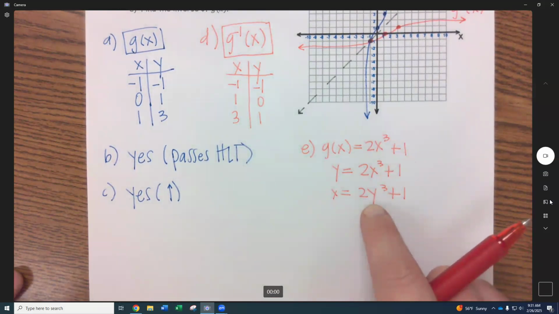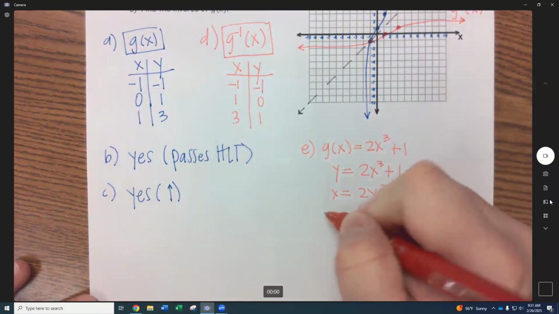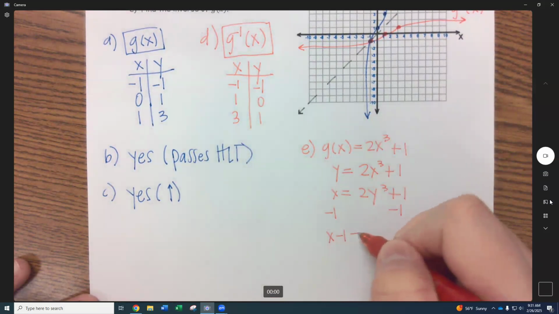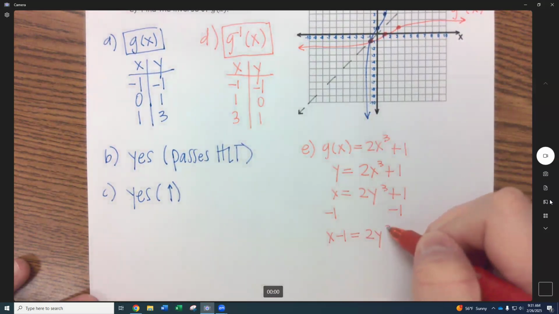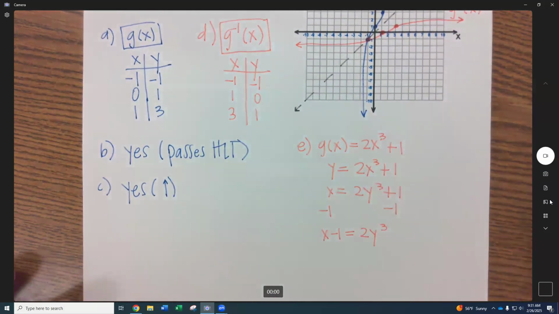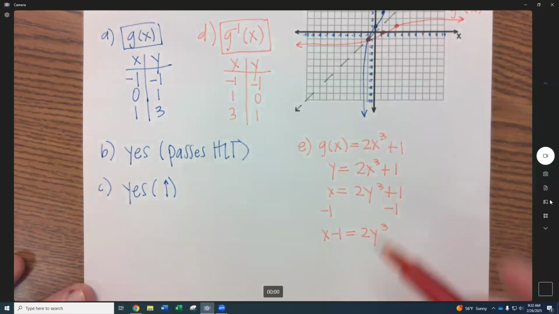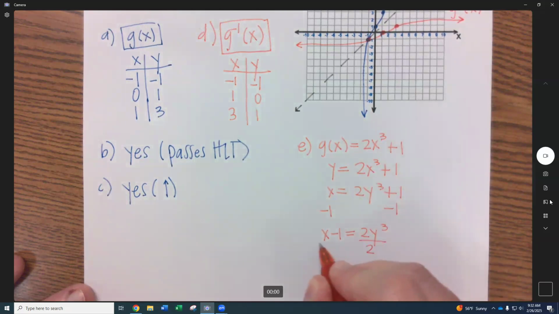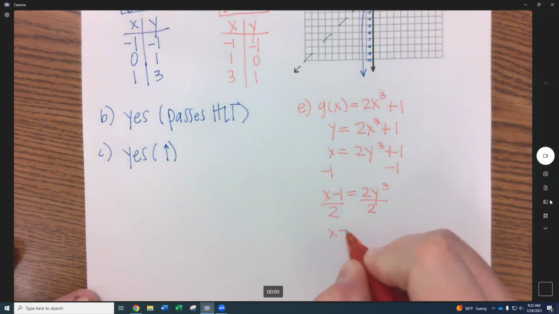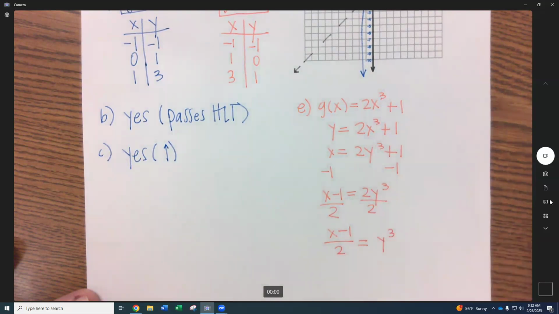Step 3 is to solve for y now. So now I want to get this y by itself. So the first thing I need to do is subtract over my 1. Now these are not like terms, so they're going to go side by side. This is x minus 1 equals 2y cubed. I'm still trying to get this y by itself, so I need to isolate the y cubed. So we're going to divide by 2. And there's nothing I can do to that right there, so we'll just leave it like that. So x minus 1 all over 2 equals y cubed.